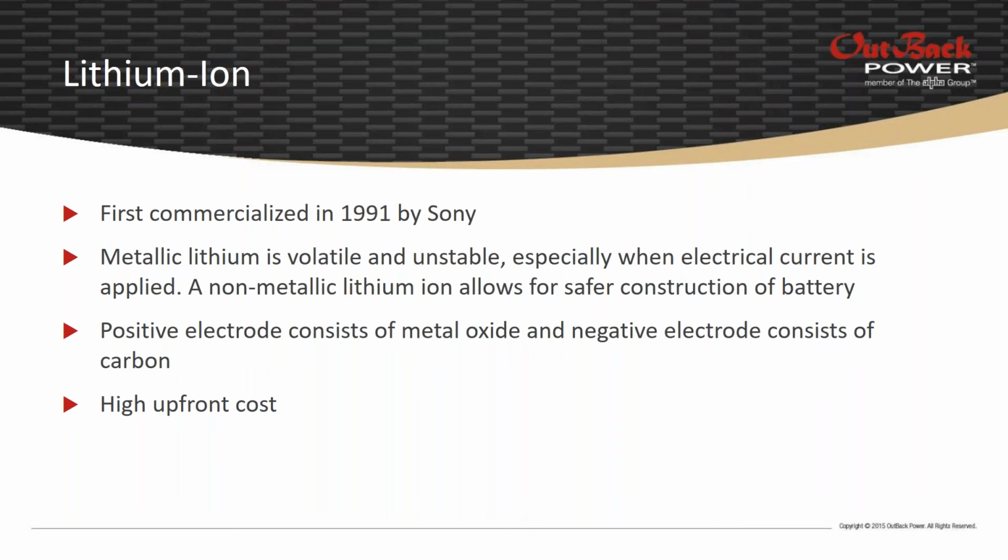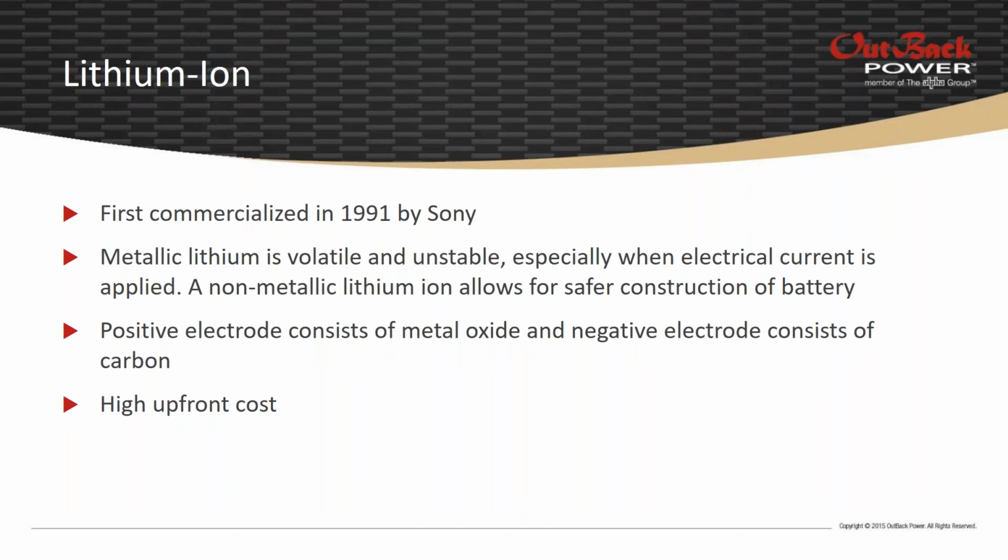So metallic lithium is really volatile and unstable, especially when you apply electrical current. Therefore, battery researchers decided to use non-metallic lithium, and that would allow for safer construction of the battery. So that's why you don't see lithium itself with just a battery. You always see lithium-ion batteries.